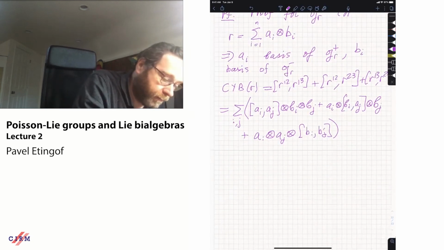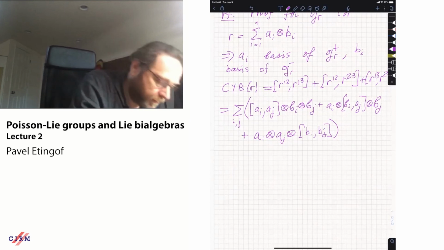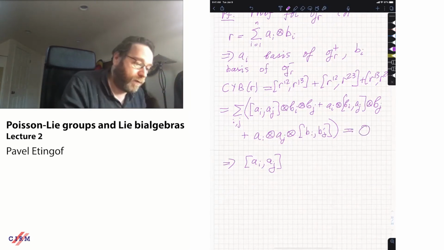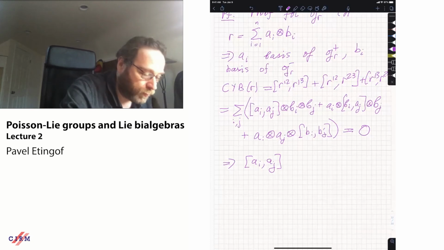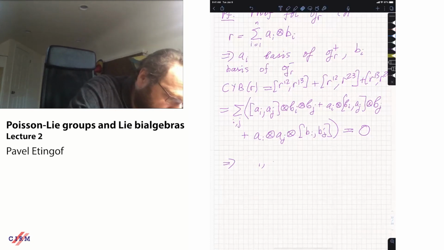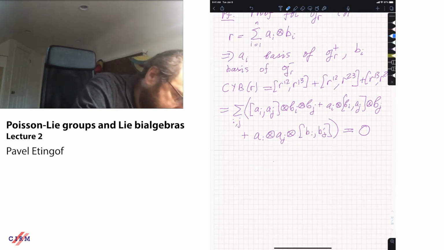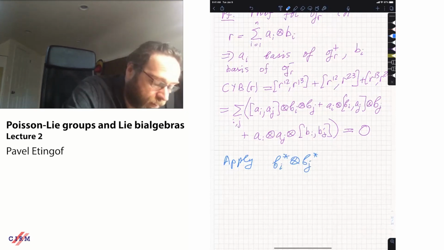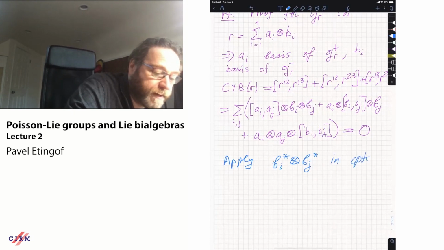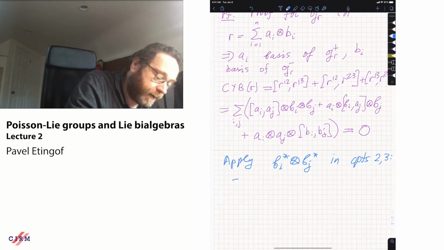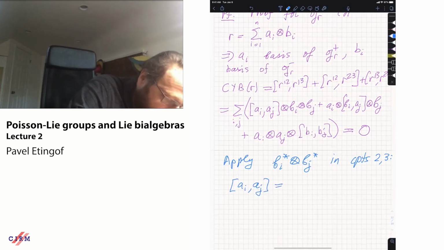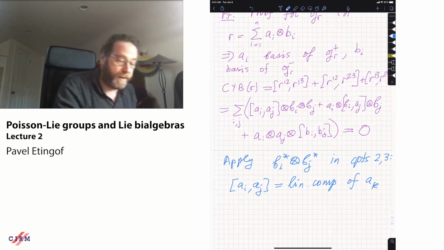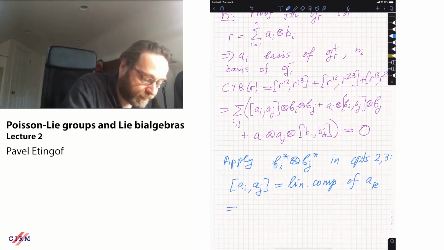And so what this implies is that if this is 0, this means that the commutator of AI... so then we can compute. Let us apply BI star tensored with BJ star, dual basis, in components 2 and 3. The first term will then give us AI, AJ, and this is going to be a linear combination of AK, because the second and third terms will just have one A. And that implies that GR plus is a Lie algebra.